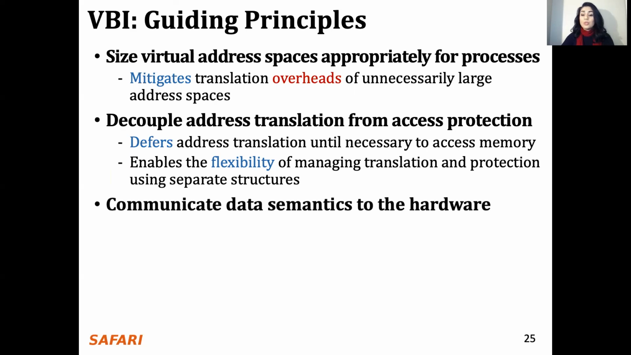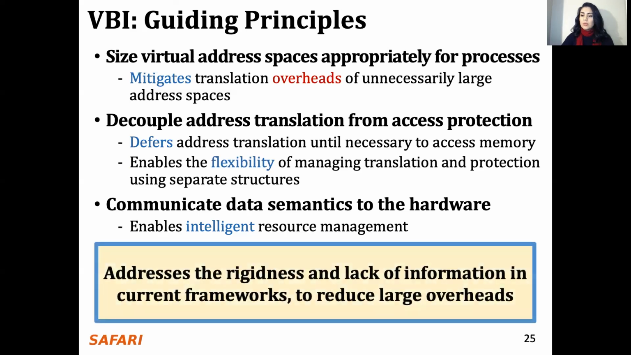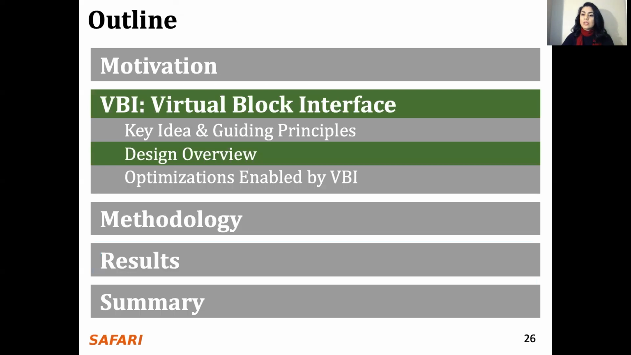Third, software should be allowed to communicate semantic information about applications' data to the hardware. As shown by prior work, conveying data semantics to the hardware helps the hardware manage the underlying resources more intelligently. These principles address the rigidness and lack of information that is present in the existing virtual memory framework and enable the reduction of its large overheads. I will now describe an overview of VBI and how these principles are implemented.